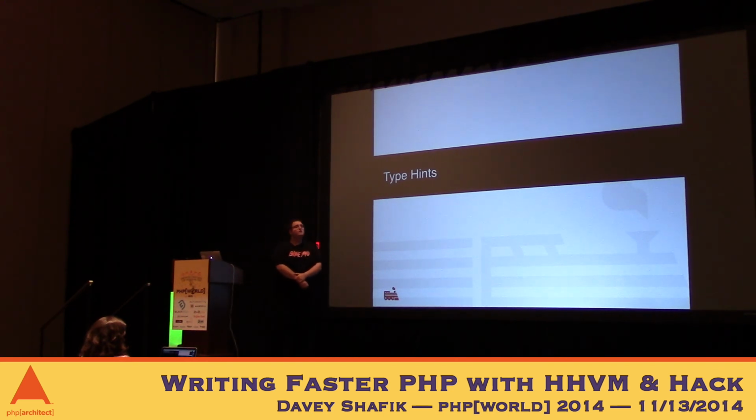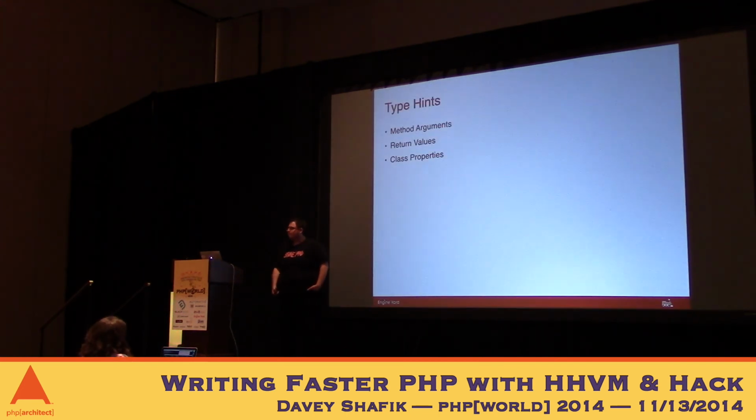All right. This is the main feature people see in Hack because it's the most obvious. It's the biggest syntax change, type hints. You can type hint method arguments and return values, which is really cool. I think the RC got pulled for that in PHP, but they're working on an RC for return values in PHP as well, and class properties.